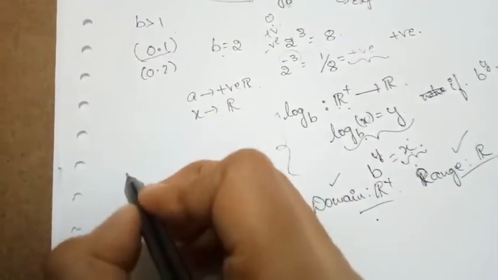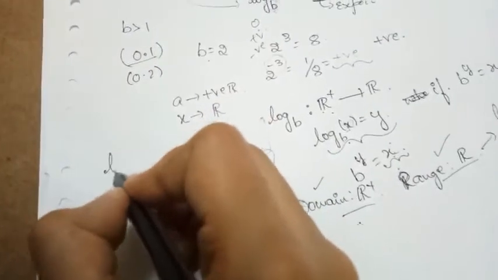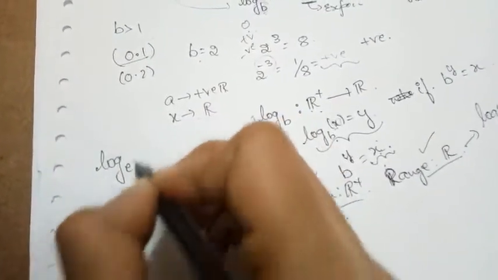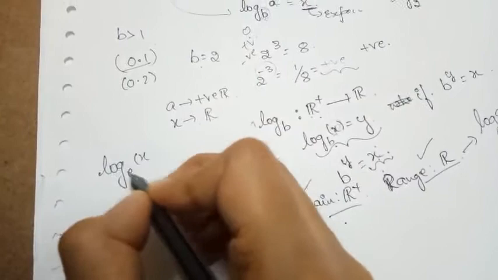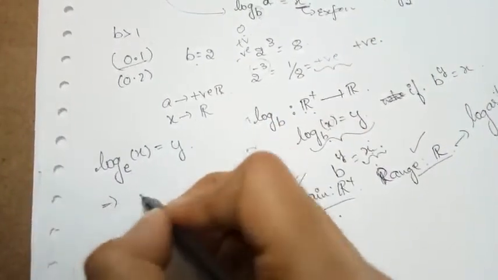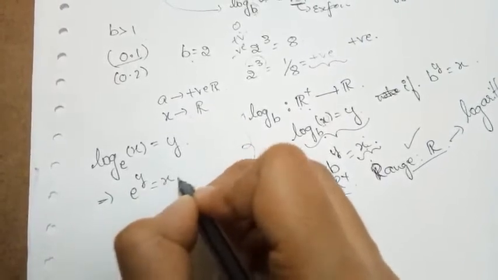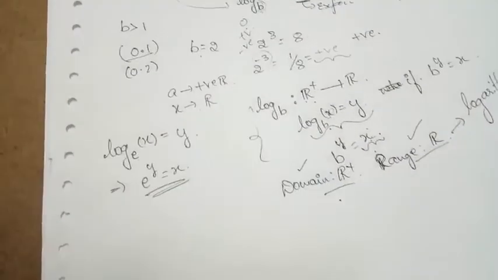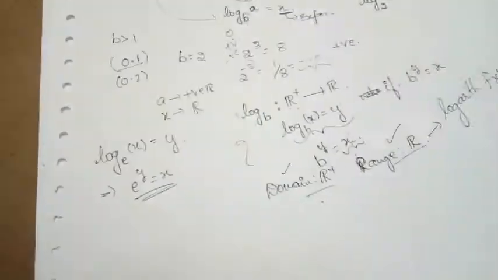Suppose I talk about the base e, how will it be? Log base e of x is equal to y means e power y is equal to x. This will be the meaning of log e of x is equal to y.